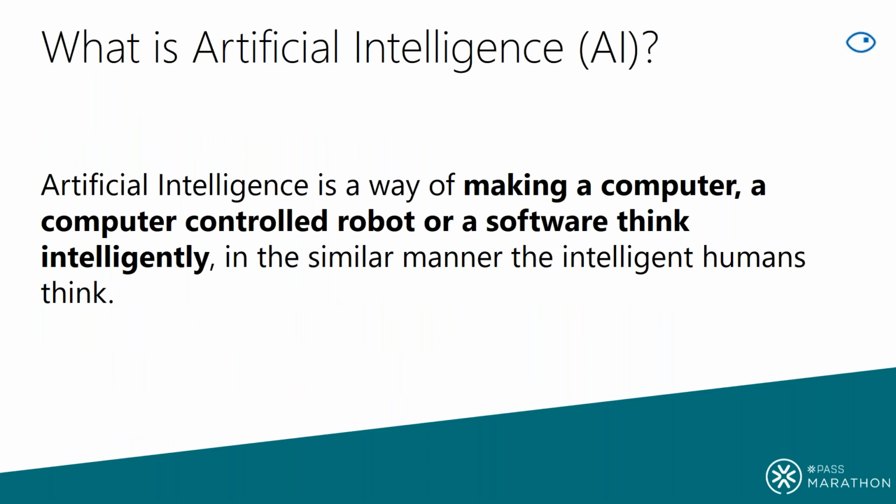So what is artificial intelligence? Artificial intelligence is a way of making a computer, a computer-controlled robot, or a software think intelligently in the same way that intelligent humans think. That is the important thing here. It is all about how we make systems think the way humans think, and even in a better way, as intelligently as humans or even better than humans. And that's what artificial intelligence is.